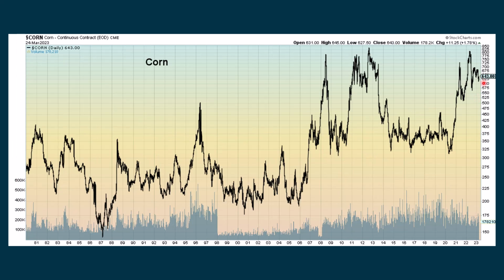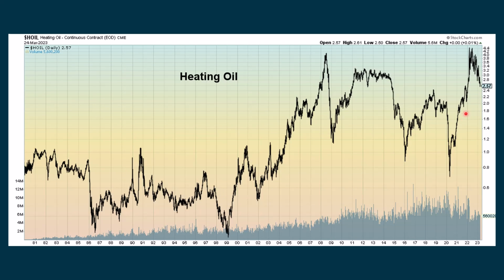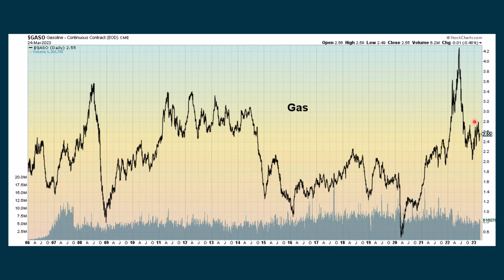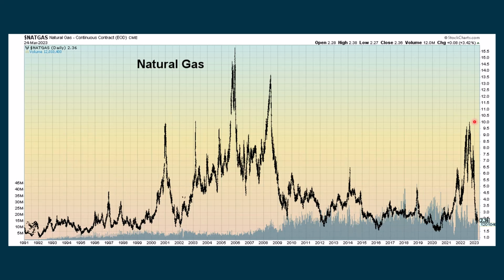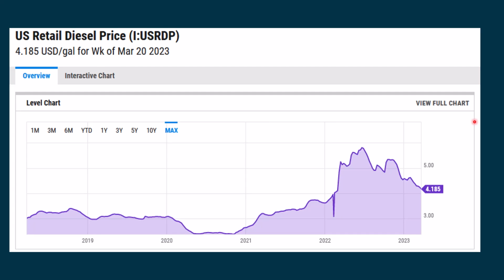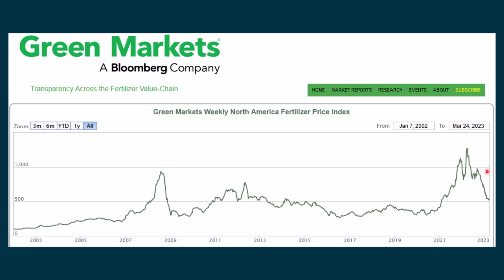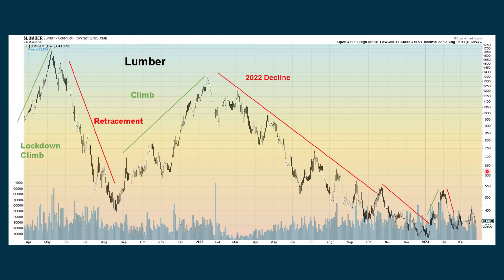Then we look at different commodities. Here's corn, the current price. It's been coming down a little bit. Aluminum has also been coming down. Heating oil has been coming down. Gas has been dropping a bit. Natural gas has also been dropping. Oil is down under 70 and has been dropping. Diesel has also been declining. Wheat has also been coming down. Fertilizer is also coming down.